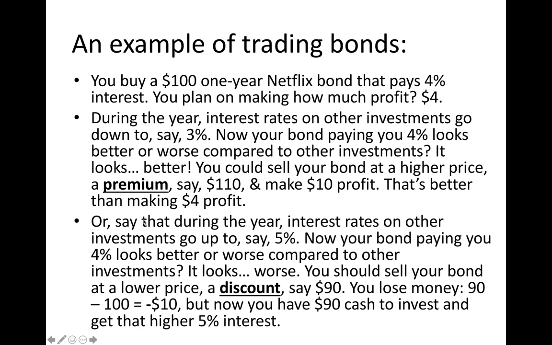On the other hand, let's say that during the year, interest rates on other investments go up to, say, 5%. Now your bond paying you 4% looks better or worse compared to other investments? It looks worse. You should sell your bond at a lower price. We call that a discount, say $90. You'll lose money. You got $90 from the sale, but you spent $100 on the purchase. You lost $10, but now you have $90 cash to invest and get that higher 5% interest.